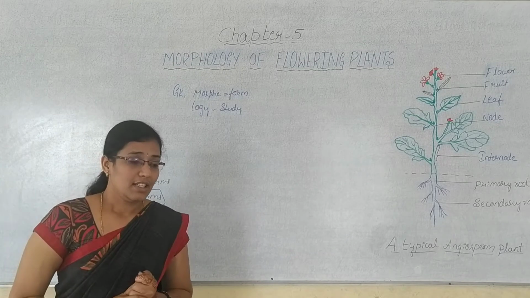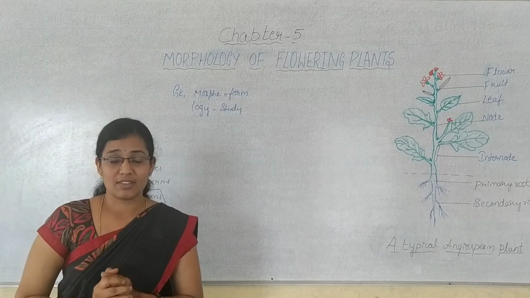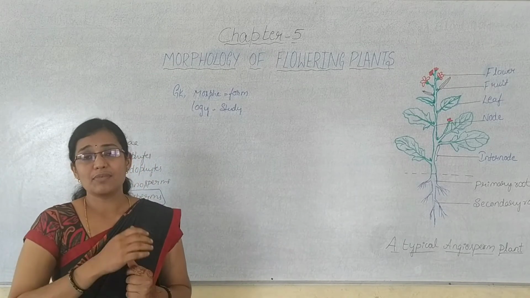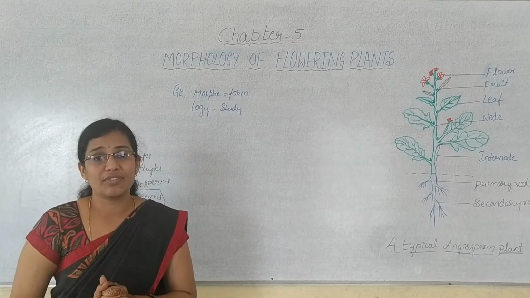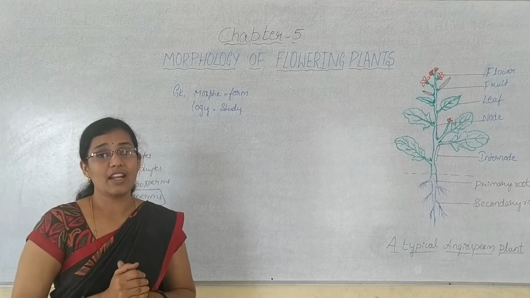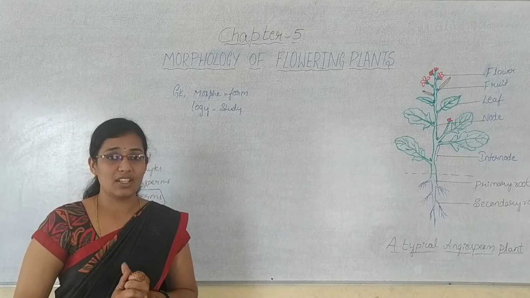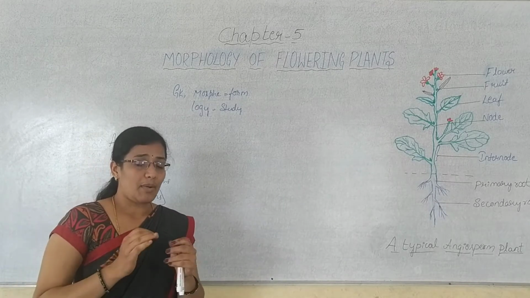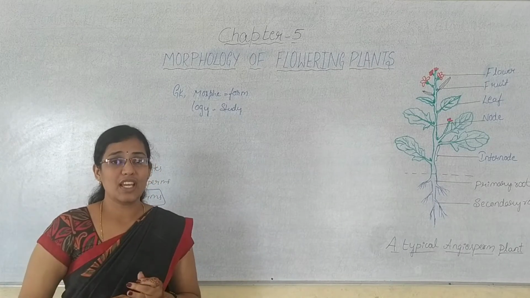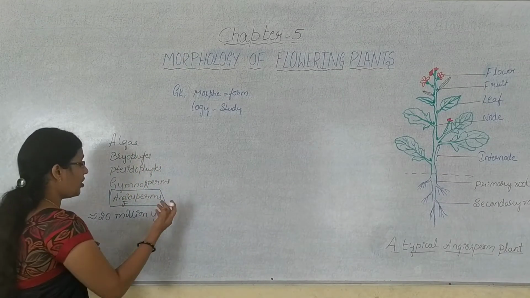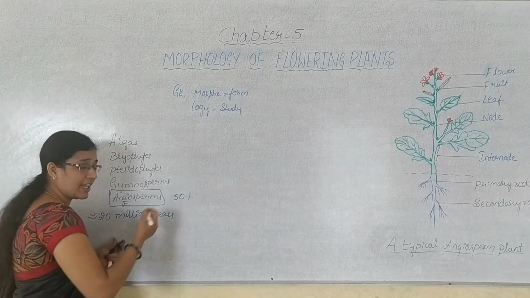Okay, and then they are most conspicuous. Conspicuous comes under abundancy. That is, we can easily see many of the angiosperms on the roadside. So that is about conspicuousness. And in terms of abundancy, angiosperms contribute about 50% to the plant kingdom.